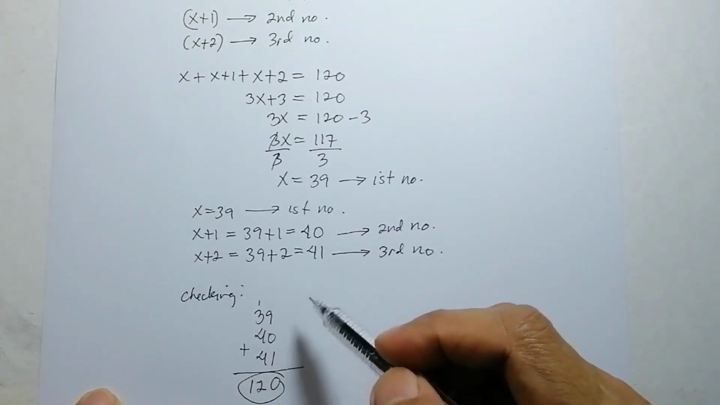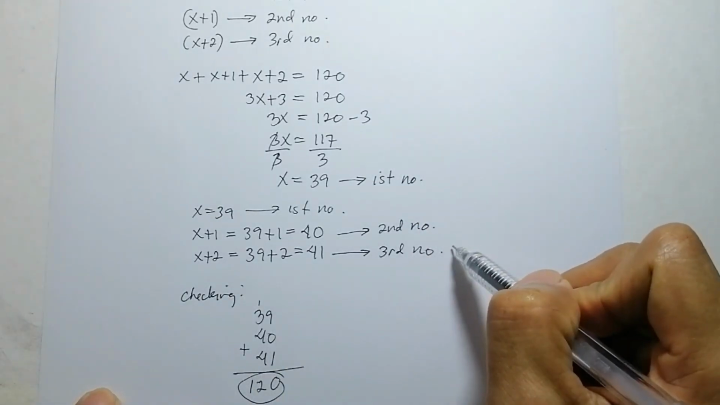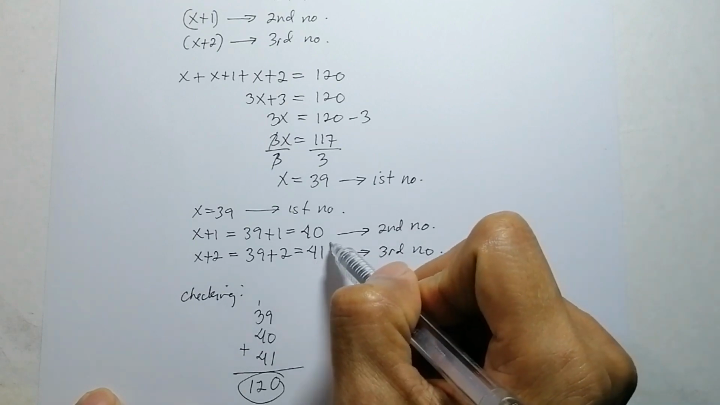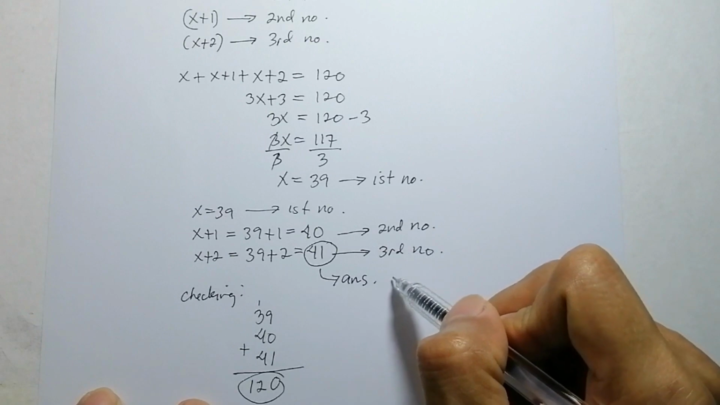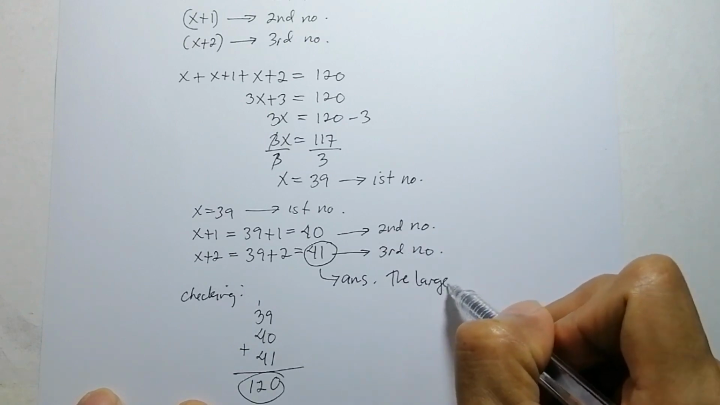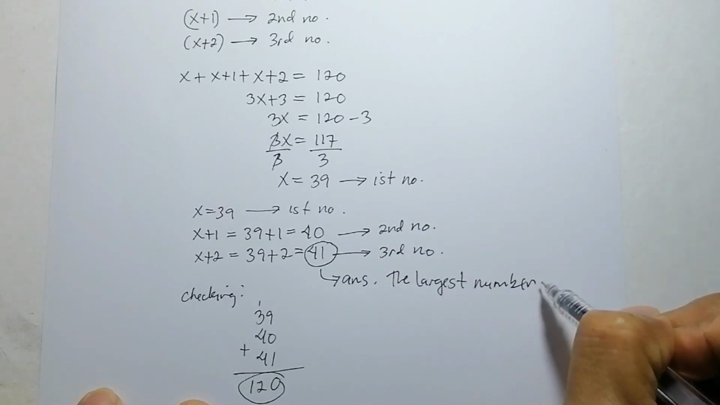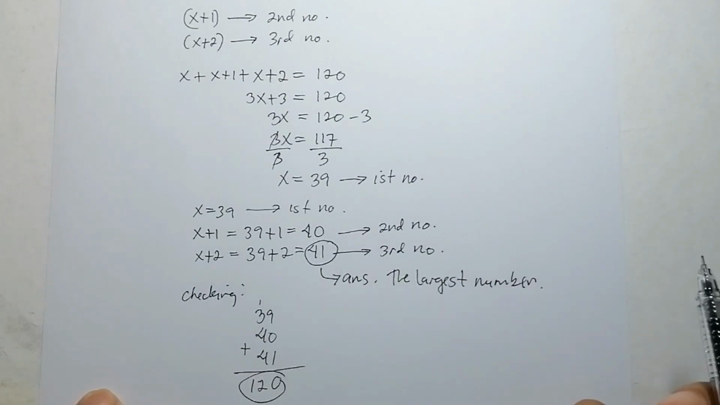Which among them is the largest? Of course, the largest is the third number, this one. So this is our answer. Okay, the largest number is 41.